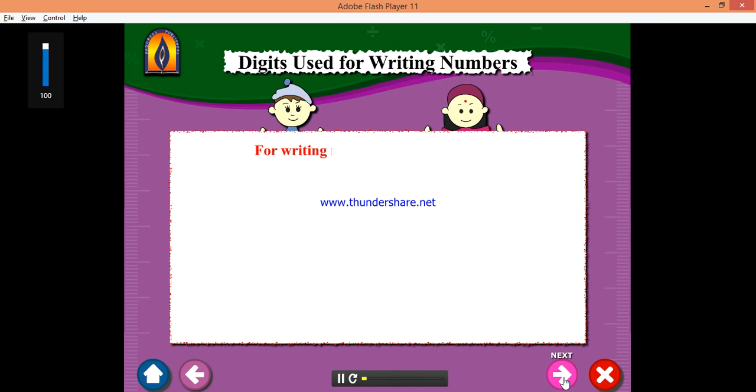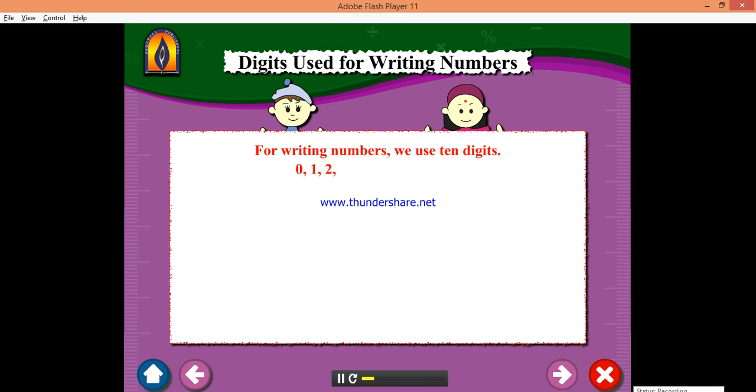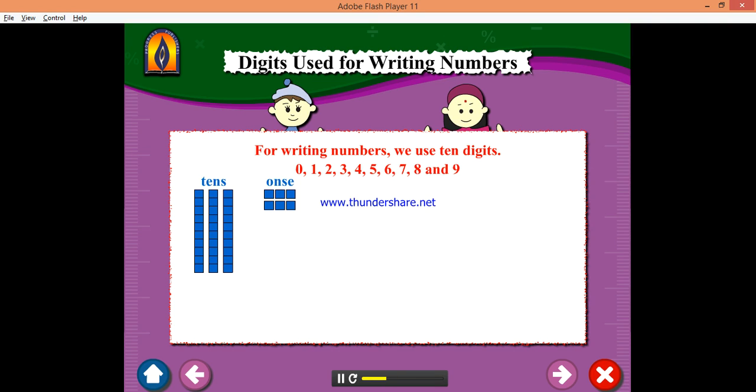For writing numbers, we use 10 digits. 0, 1, 2, 3, 4, 5, 6, 7, 8, and 9. 3 tens, 6 ones, 36.